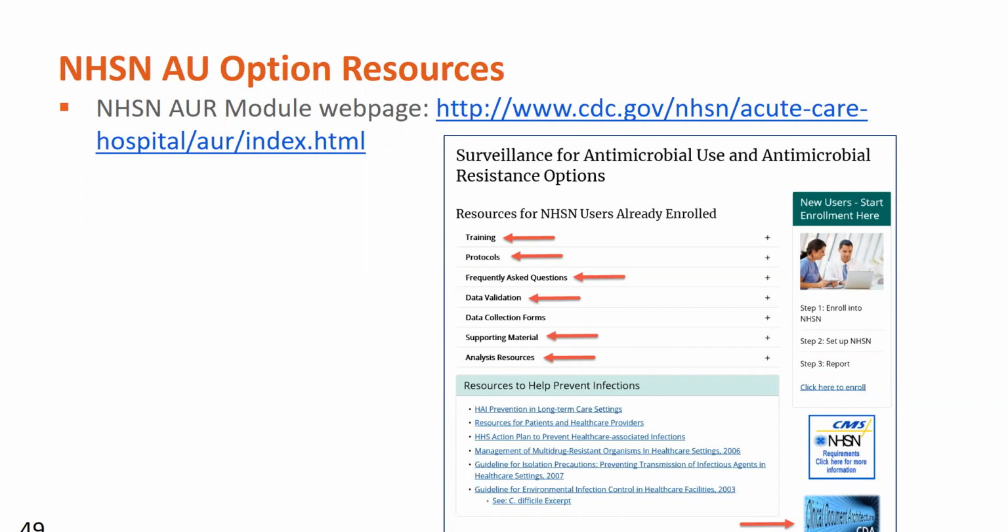Under the supporting material tab, there's a lot of different resources that are available, one of which is our AU case examples, which I'm going to talk about on the next slide. And then finally on the analysis resources tab, that's where you'll find all of our quick reference guides. Those are 3 to 4 page documents that walk through each of the analysis report types, so you get a better sense of what's available to you and how to make some of those modifications. And then the very last red arrow on the bottom of the screen that points right to the CDA icon will take you to the CDA page.